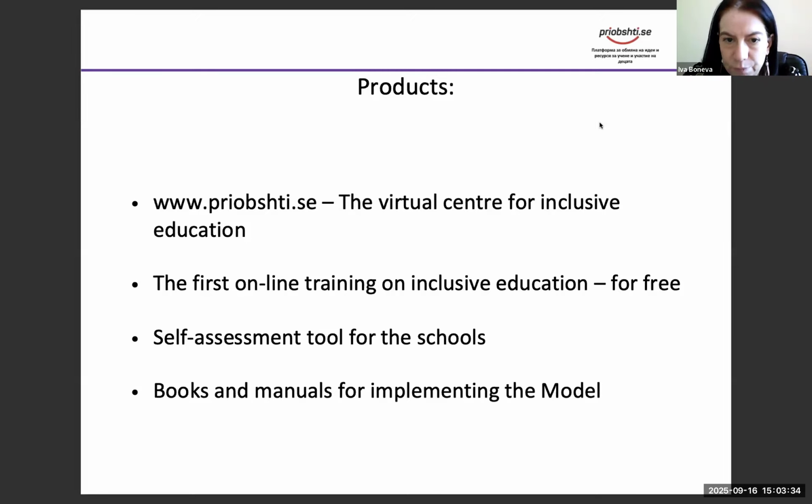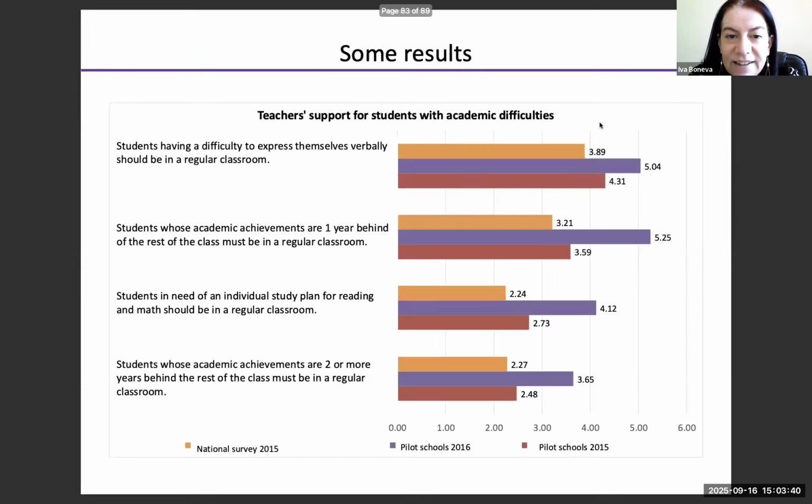So this is the idea. And next slide. And then I want to show you some results, but I'm looking at the time, and I have only 10 minutes. So this is how it changed.